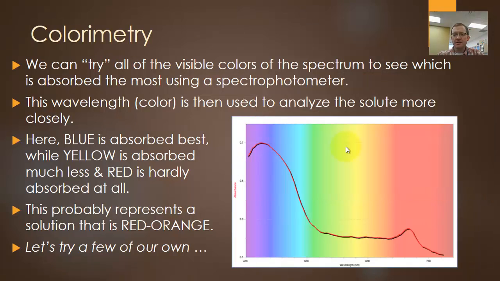So on the screen here, you see what's sort of the output of a spectrophotometer. This is graphing all the different colors of the rainbow, from purples to blues, across to greens, yellows, oranges, reds. And then across the front of it, it plots a graph.